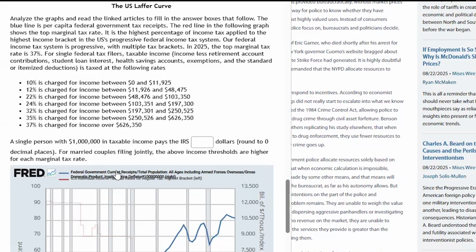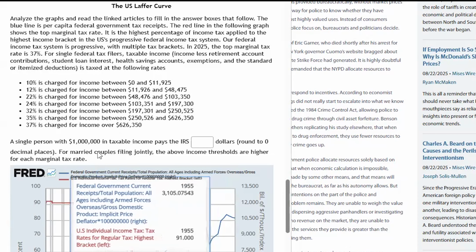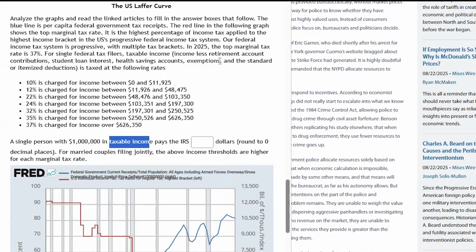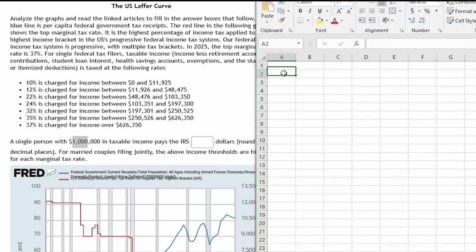So a single person with $1 million in taxable income pays the IRS how many dollars? Now this is taxable income. So this is income less your retirement account contributions, less your student loan interest, less your health savings accounts, less exemptions, less the standard or itemized deductions. So this is after all deductions. So this person has $1 million in taxable income. Well, to answer this question, we're going to have to pull out Excel again. And I'm going to type 10% here, 12%, 37%. Okay, so this person is making $1 million.